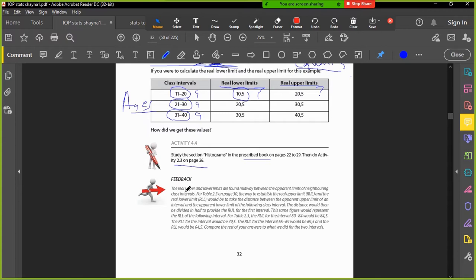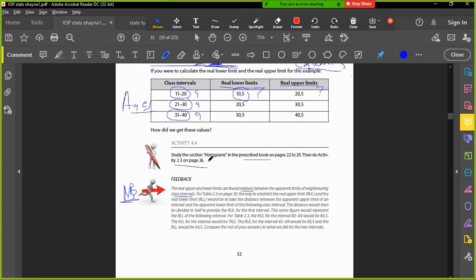Okay, feedback. The real upper and lower limits are found midway between the apparent limits of neighboring class intervals. Okay, there we go. We've got something. I remember working out the midpoint of something. That's what I remember. Correct. So there we go, we've got it. The textbook has given us the theory pertaining to the real upper and lower limits. So you're finding those real upper and lower limits by looking at the midpoints, midway, between the apparent limits of neighboring class intervals.